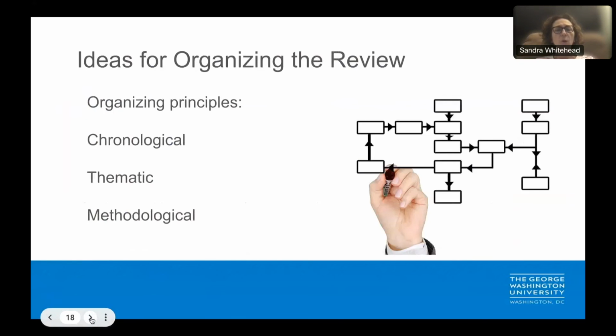There are different ways to organize your review. Chronological is looking at the articles as they came out by year. Thematic is taking the different themes that you found and organizing the papers that address those themes, or methodological, papers that use the same methodology types.